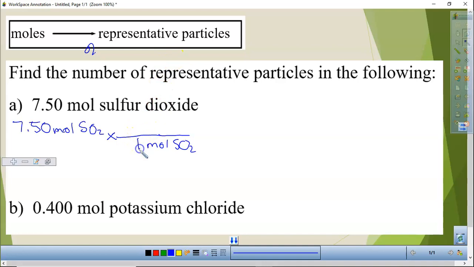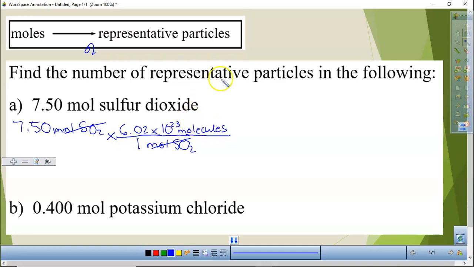So how many representative particles is in a mole? Well, that's Avogadro's number, 6.02 times 10 to the 23rd. And SO2 is a covalent compound, so we can call those molecules. Okay, so 7.50, I disco down my unit so I know where to go. I put Avogadro's number of particles on top, 1 mole on bottom. Okay, I'm going from moles to particles. I cancel my units. Okay, I'm left with molecules.